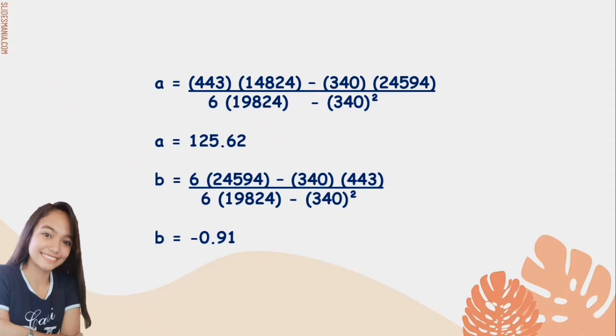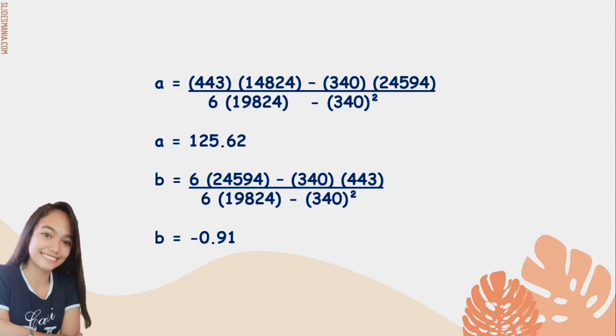Then, times x squared, 19,824. Minus 340 squared. At yun yung summation of x squared. So, the answer for a will be 125.62. Then, para mas bibilis nating makompute, kailangan nating gumamit ng calculator.